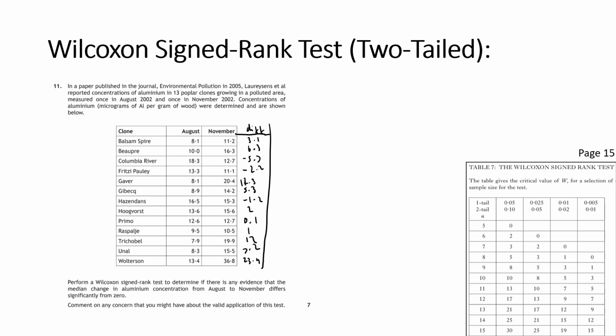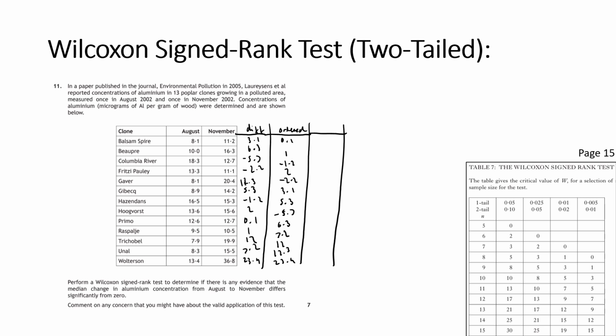Next, I'm going to order these. And we'll start off with our 0.1, then 1, negative 1.2, 2, negative 2.2, 3.1, 5.3, negative 5.7, 6.3, 7.2, 12, 12.3, and 23.4. Now we can rank all of these.